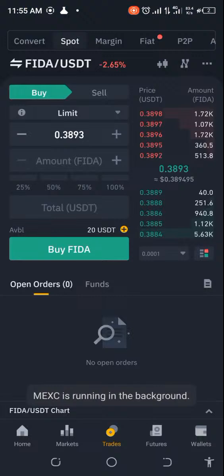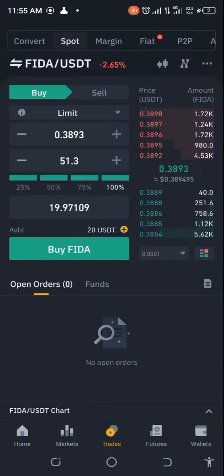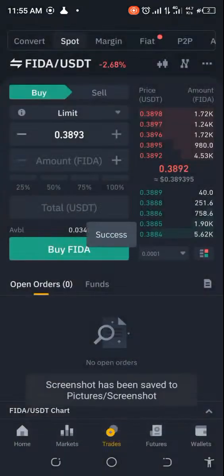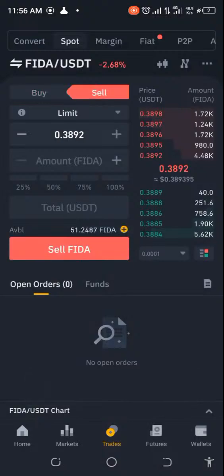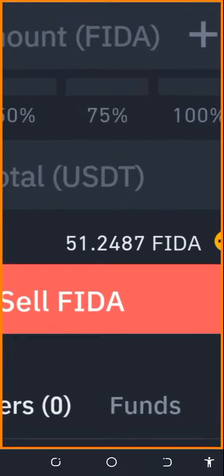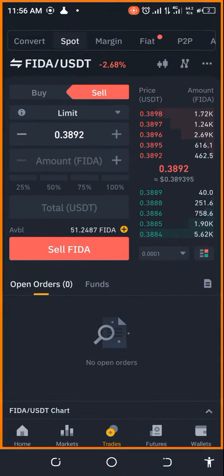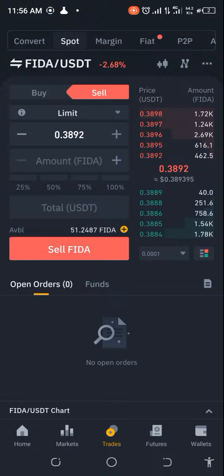So the first thing we want to do now is to be able to buy this. So let's ensure that we refresh, make sure that everything is set. Okay, so it's picking up 19.97. Let's go ahead and buy that. Okay, so that is already bought. So what do we have here? 51.24. Okay, so this is what we have now.